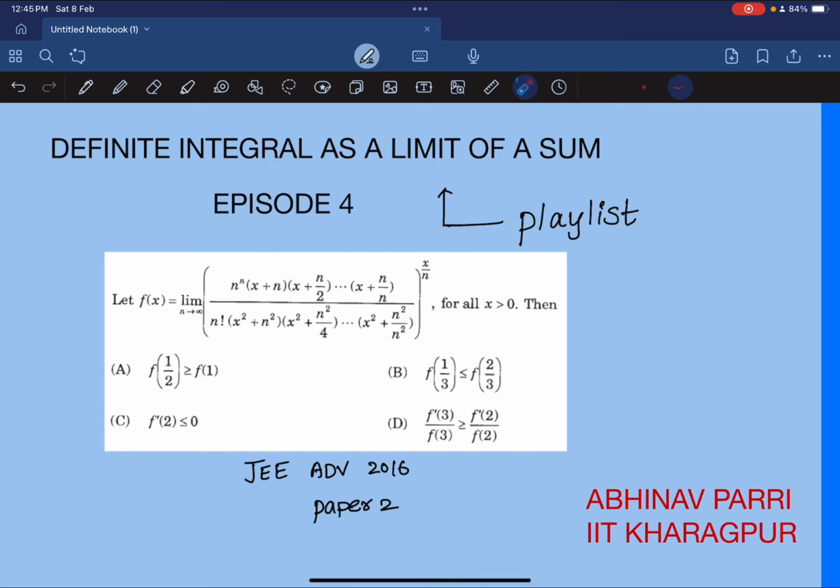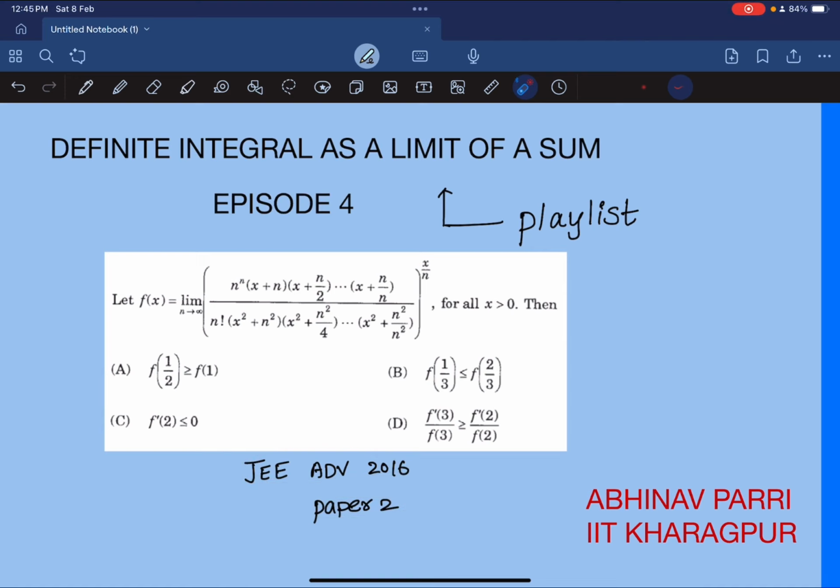In the previous episodes, we have gone deep into the concept and solved a few problems. In today's episode, we are going to tackle a specific problem from JEE Advanced 2016 which appeared in the second paper of its mathematics section.